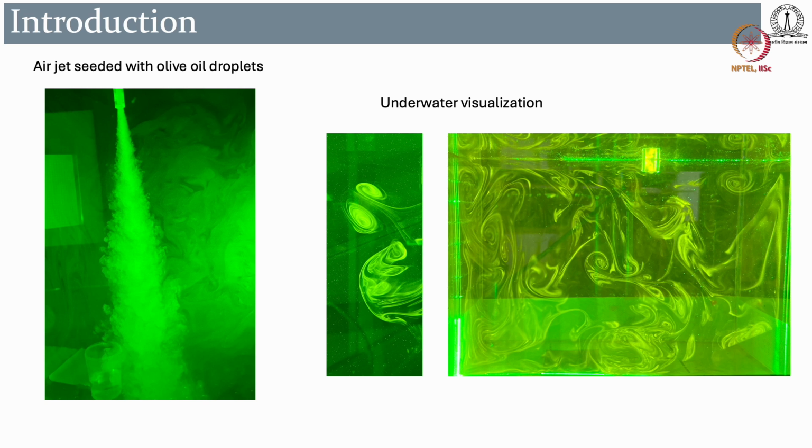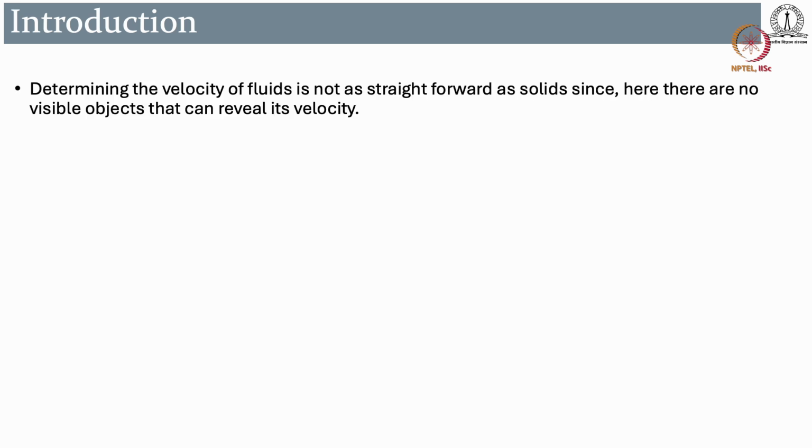PIV is one of such techniques which helps us to visualize as well as take out quantifiable data from that visualization, which can be used to calculate a lot of things. Determining the velocity of fluids, as we saw now, is not as straightforward as for solids, because with solids you can very easily track a solid at large scales. If you have a ball of 1 centimeter or say 10 or 20 centimeters in size, you can easily see it and visualize it, and you can reveal the velocity in many ways.